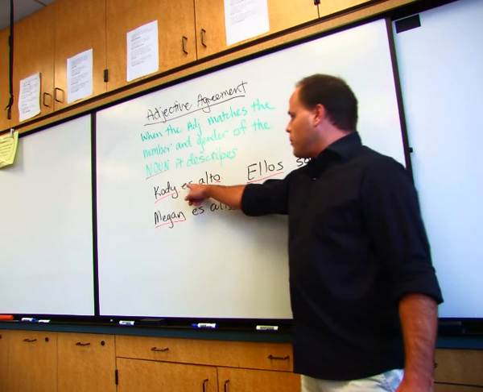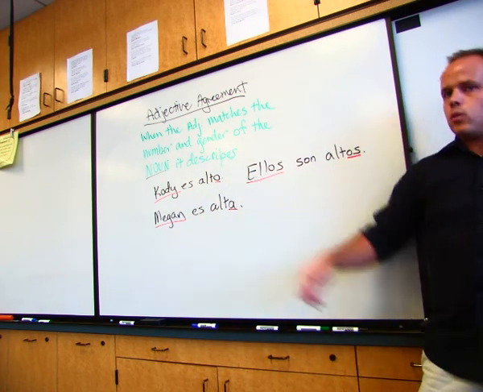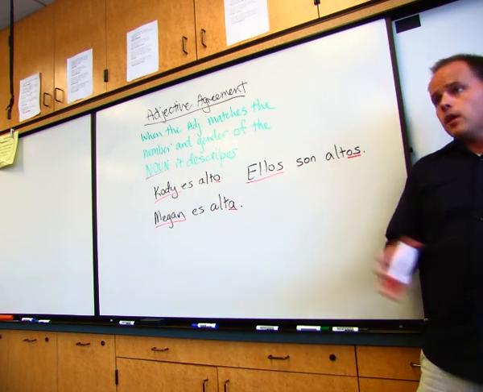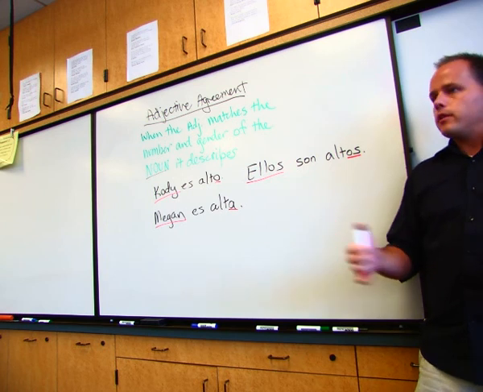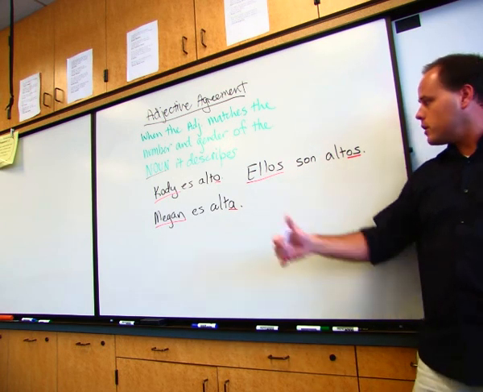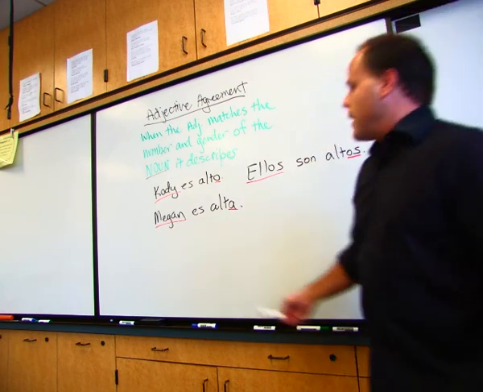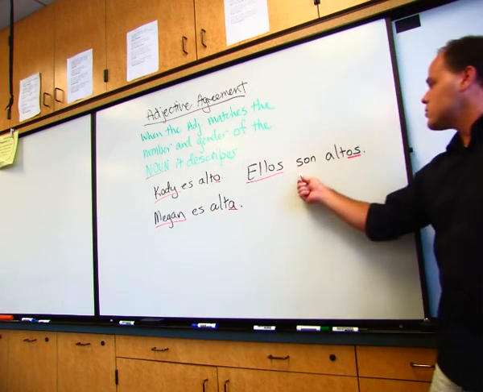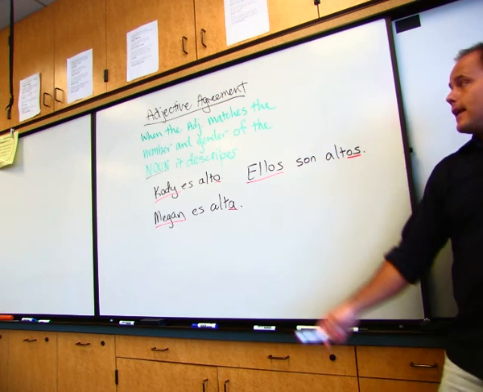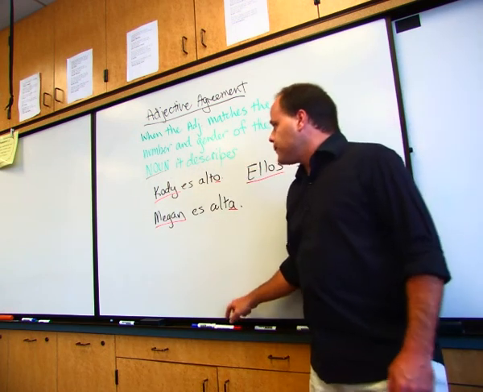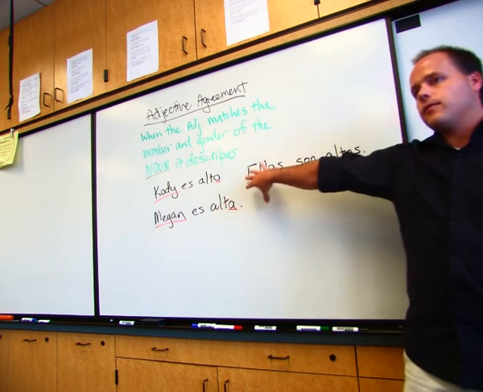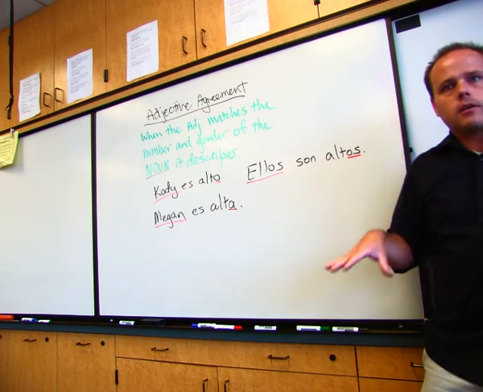Now, there's a boy and a girl in it, yet it's masculine. Why is that? Anytime, remember, guys ruin everything. You have a group of girls, you have one guy in there, it screws it all up, it goes masculine. And that's what we'd be doing. So if it were Megan and another girl, it would be ellas son altas. And again, matching the number and gender. Are there any questions thus far about matching the number and gender?